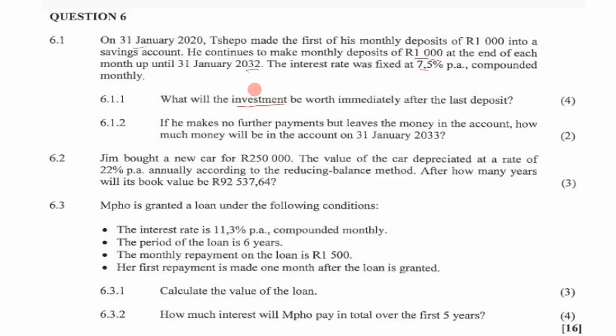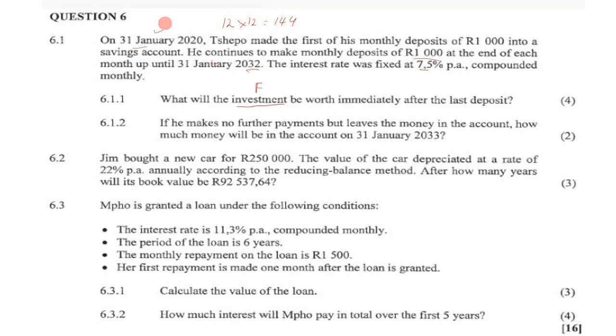Right, so we are talking about an investment. We know the formula that we are supposed to use here is F, right? But then looking at what else we are given, we are given the interest rate 7.5%. Then the period is from 31 January 2020 to 31 January 2032. So because this is from January to January, from 2020 to 2032, that's 12 years in between. Then multiply by 12, we have 144.